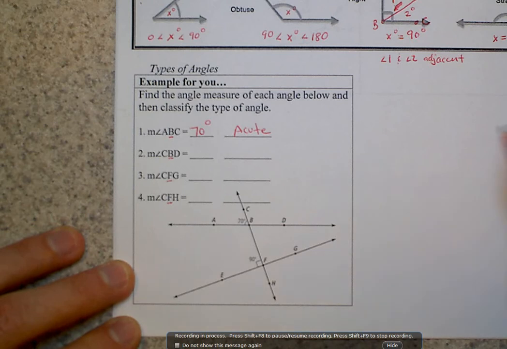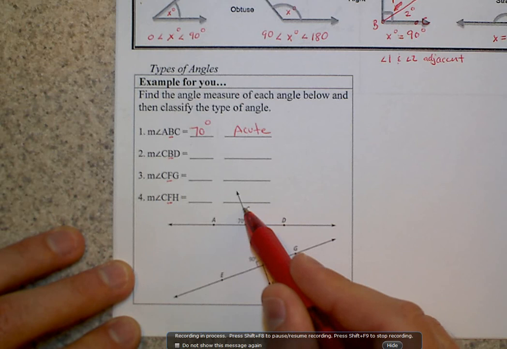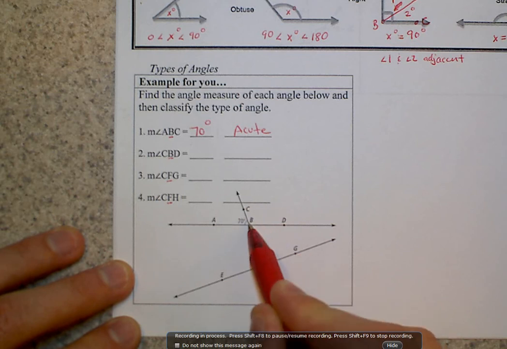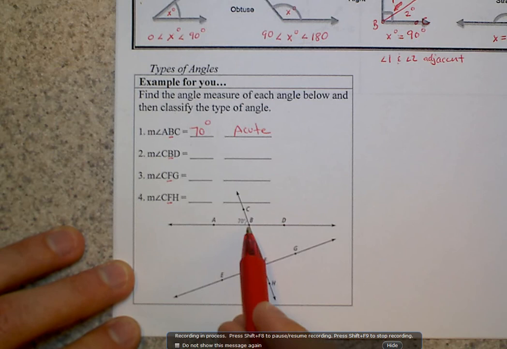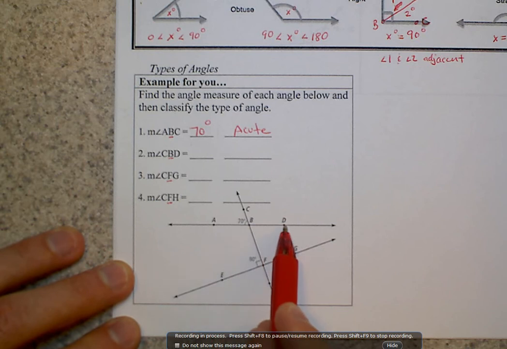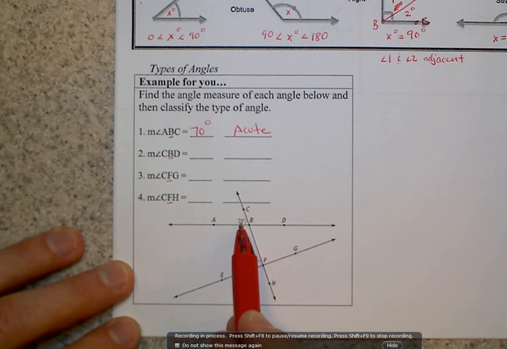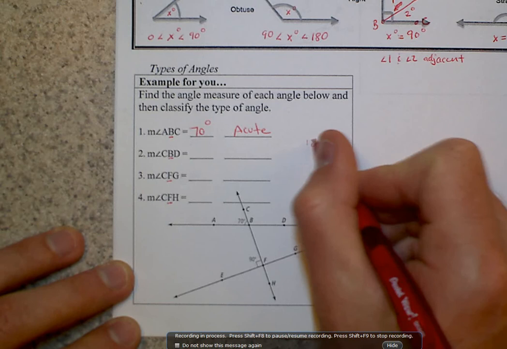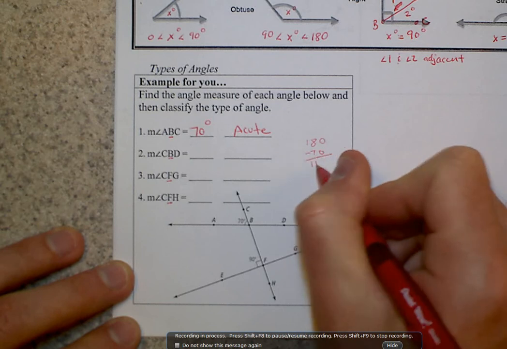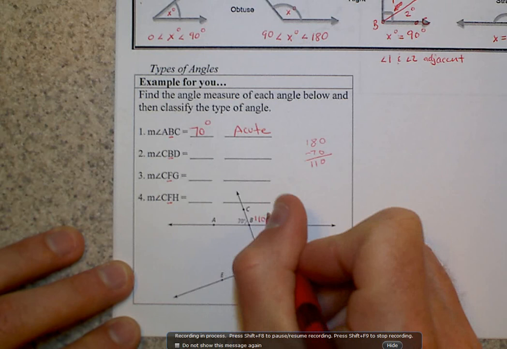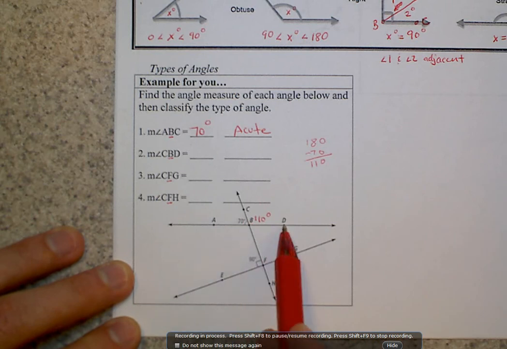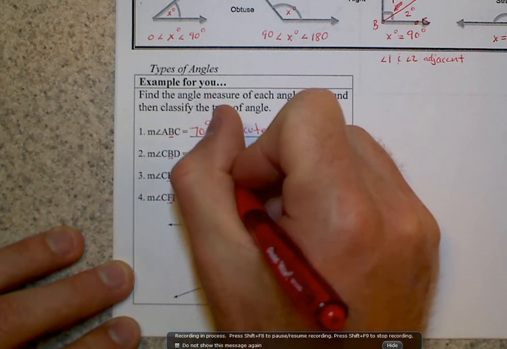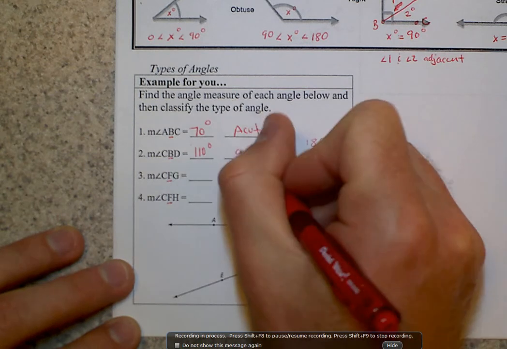CBD, so start at C, then go to B, and then go to D. Now, in order to do this, you know that ABD is a straight line. You can see it right here. And we know that straight lines are 180 degrees. So if part of that is 70, you just do some basic subtraction. 180 subtract 70 gives you 110 degrees. So the measure of angle CBD has to be 110 degrees. And that would be an example of an obtuse angle.